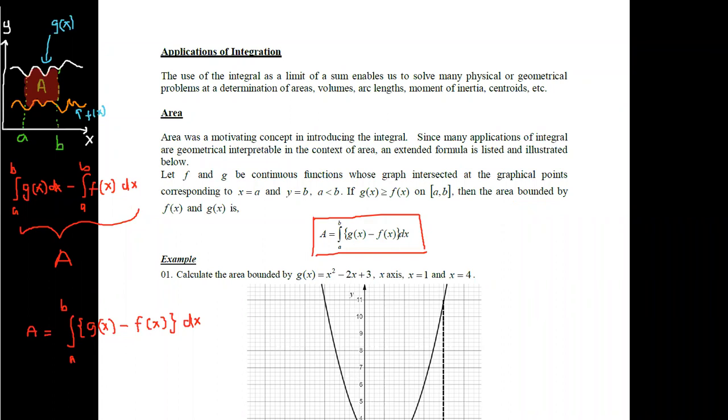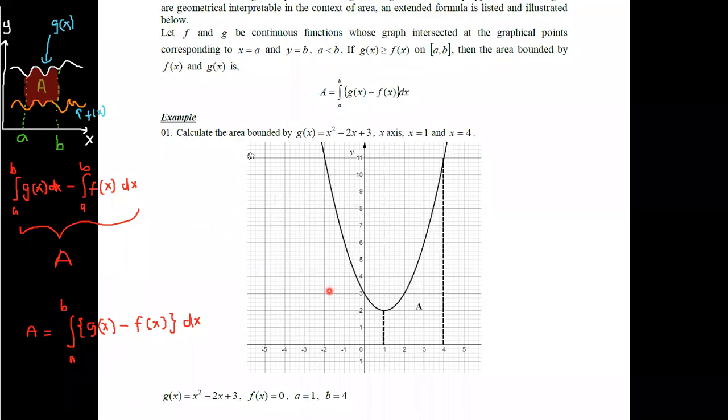Now we will go for an example. If you consider this example, first of all you are asked to calculate the area bounded by the function gx, denoted as x squared minus 2x plus 3, with the x-axis and x equals 1 and x equals 4.